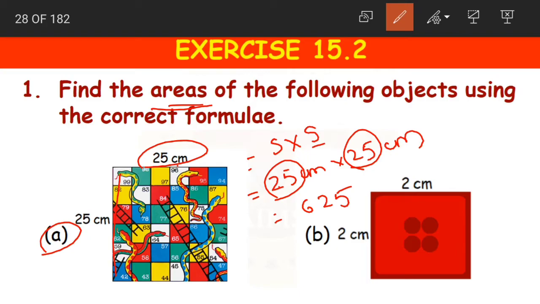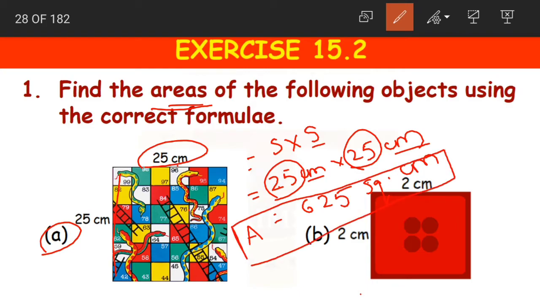And as this is area, we have to mention square here. The unit becomes square, and the measurements are in centimeters, so square centimeters. So the area of the given square is 625 square centimeters. Clear, children?